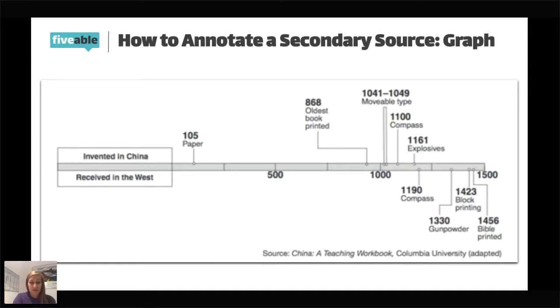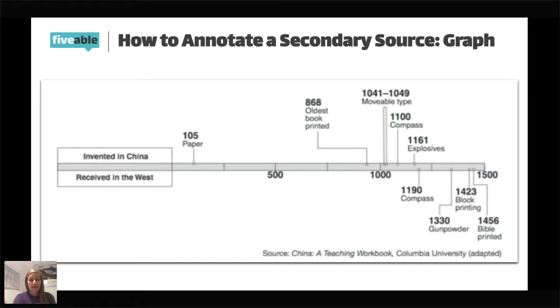This graph, we look at where the big words are. It's on the far left. It says invented in China, received in the West. So how we actually look at this is everything above the timeline is when they were invented in China. So everything above the timeline is China. Everything below the timeline is the West. So we're looking at Western Europe in particular, even as far as like Southwest Asia.